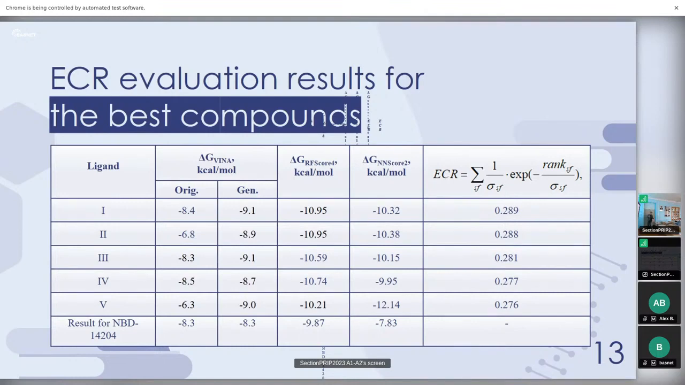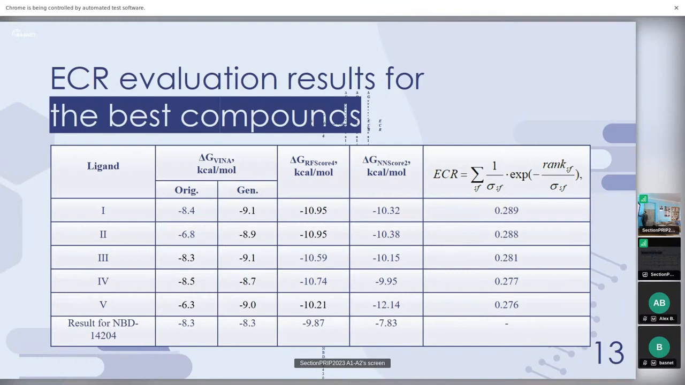And after this information, you should think, oh, but what if we use the advantages of different approaches to estimate affinity? After that, you can make a lot of estimations with different scoring functions, but you will see how we understand which compound is the best.